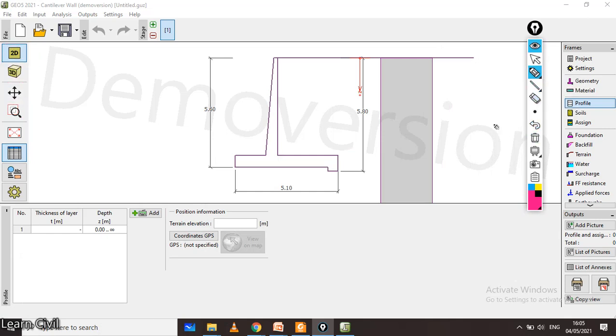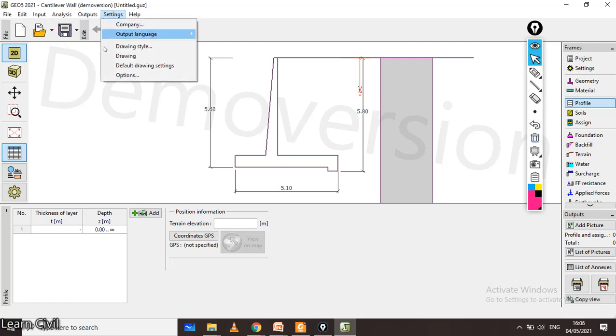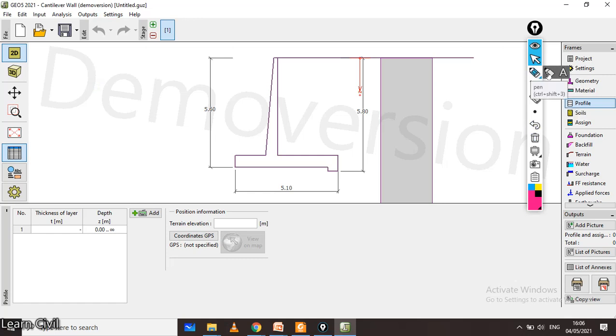Then we have, here, this can be used for saving, this can be for a blank file, this can be for opening some file. Some other options are given, this is for undo, and this one is for redo. This can be used for stages.